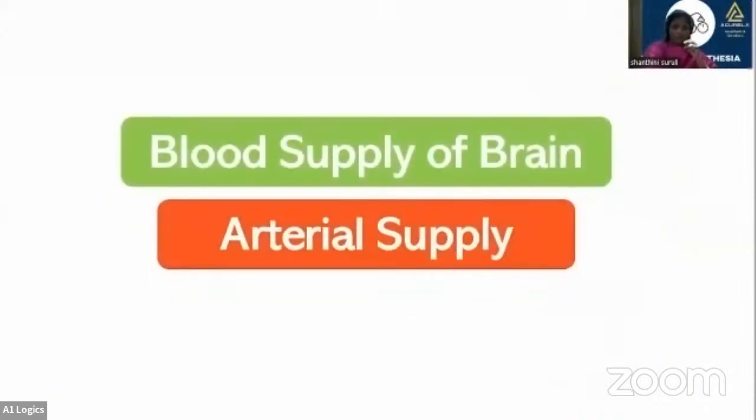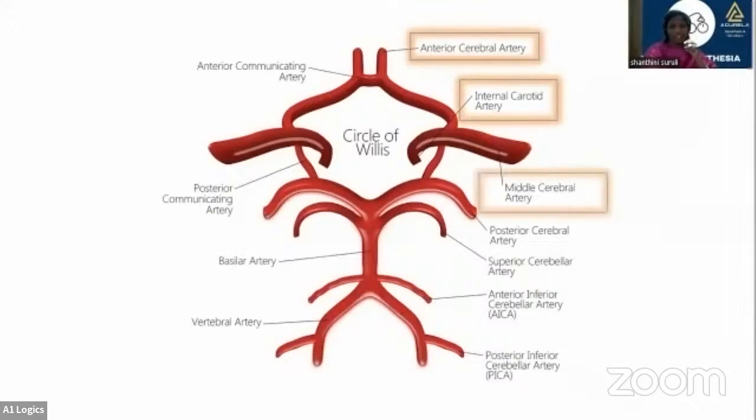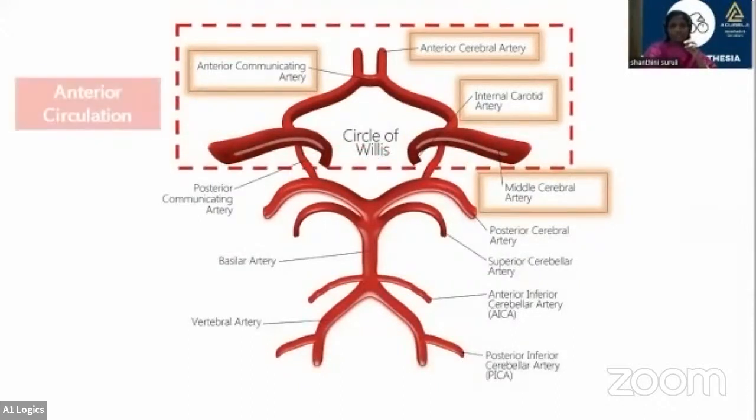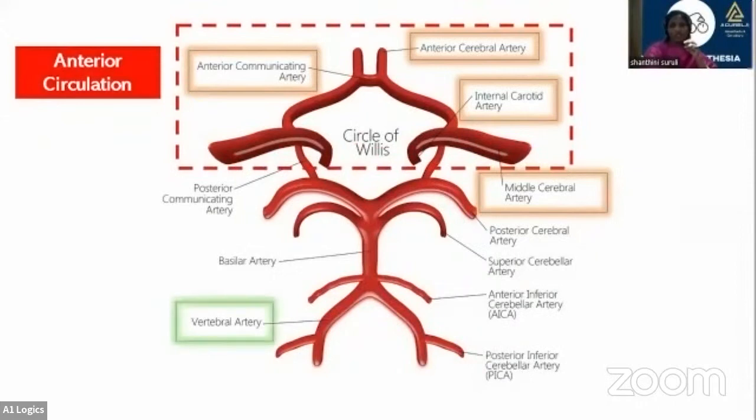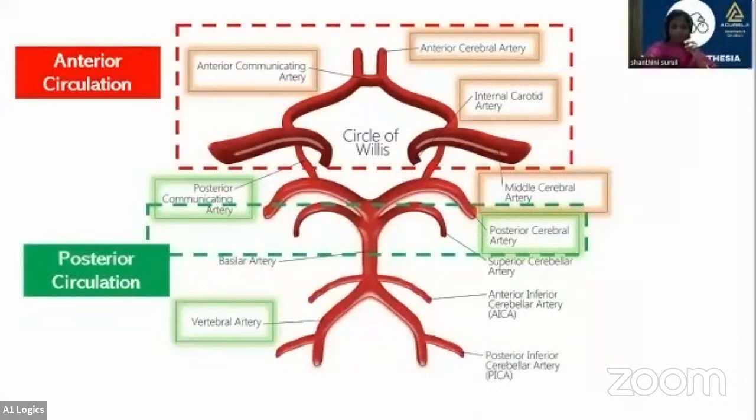Coming to the blood supply of the brain, the arterial supply is by the circle of Willis. It is formed by the internal carotid artery, which gives rise to the anterior cerebral artery and the middle cerebral artery. The anterior cerebral arteries are connected through the anterior communicating artery. This forms the anterior circulation. The vertebral artery gives rise to the posterior cerebral artery, and this is connected to the anterior circulation via the posterior communicating artery. This forms the posterior circulation.